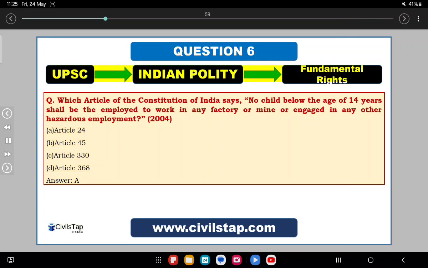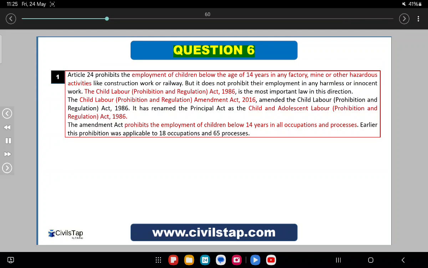Question 6. UPSC Indian Polity Fundamental Rights. Question 6.